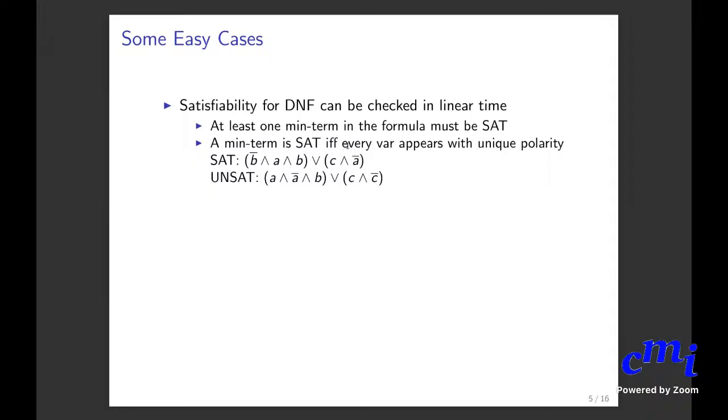The only way a DNF form can be unsat is if every cube term in the formula has a variable in both positive and negative form. So sat and unsat are very easy to check if you have it in DNF form. But validity checking is, in the worst case, exponential.